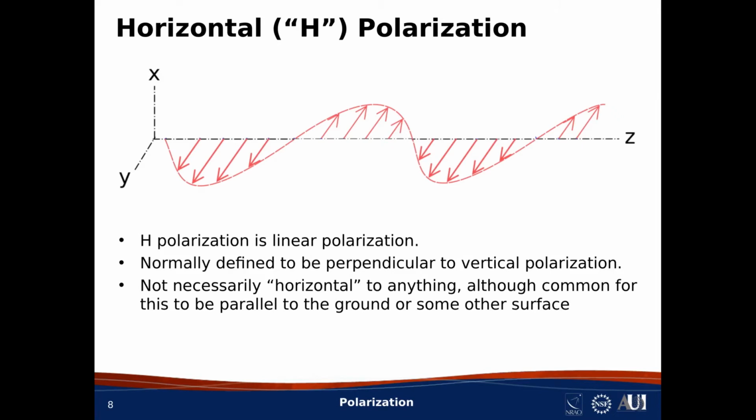Another way that a wave can be linearly polarized is shown here. In this case, the polarization is perpendicular to V polarization, so it makes sense to call this H, or horizontal polarization. But once again, V and H are just labels. It might not refer to any particular orientation with respect to ground or with respect to anything else.